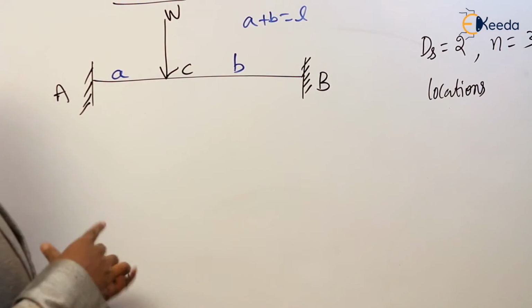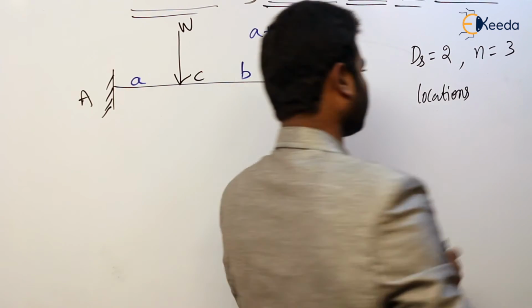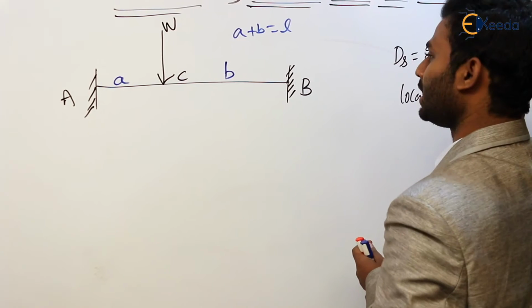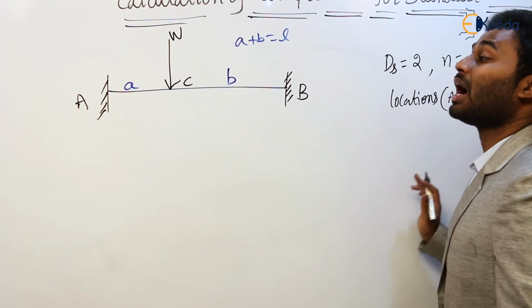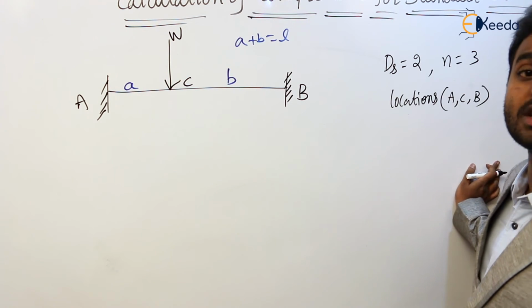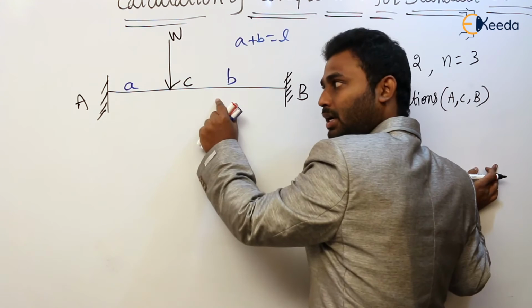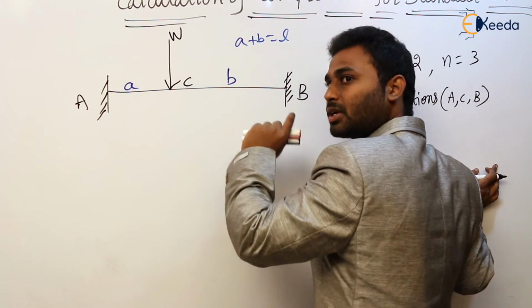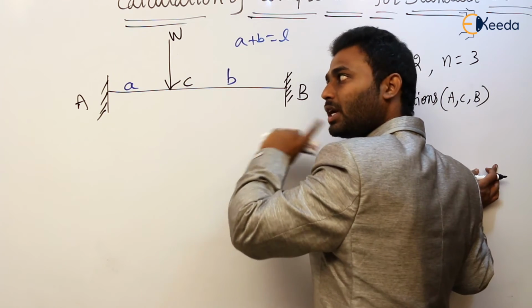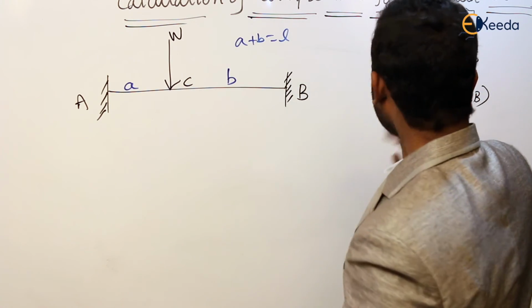Agree. The first step: DS is 2 and the number of plastic hinges is 3, and the location is the same: A, C, B, under the point load and fixed supports. And here the order of the formation of the plastic hinges depends upon the values of a and b. So we cannot say directly the sequence of formation of the plastic hinges. That depends upon the values of a and b. Clear?